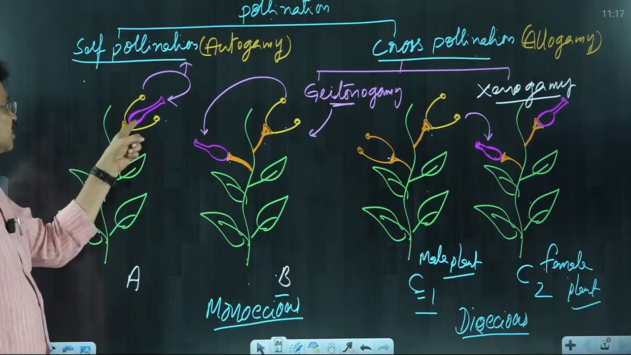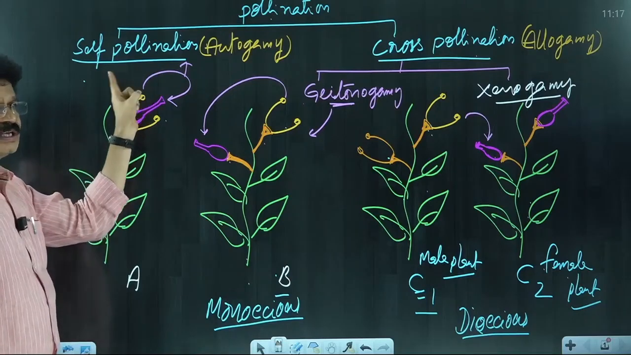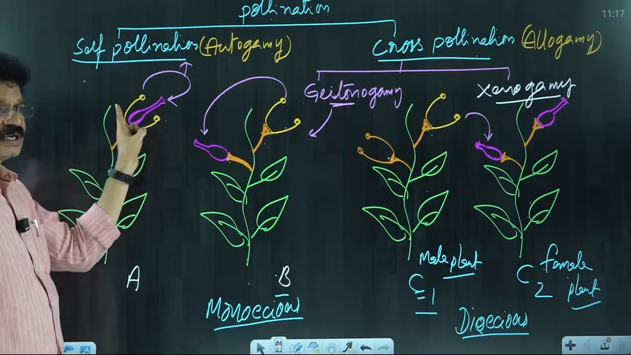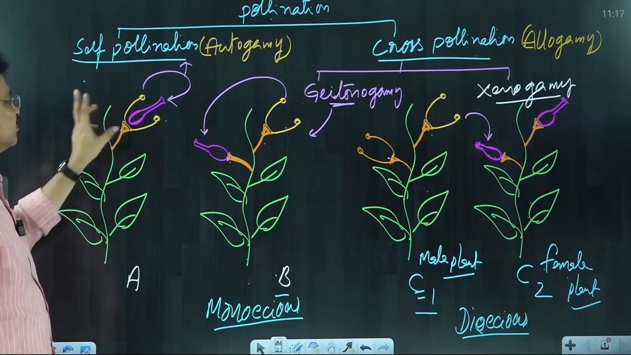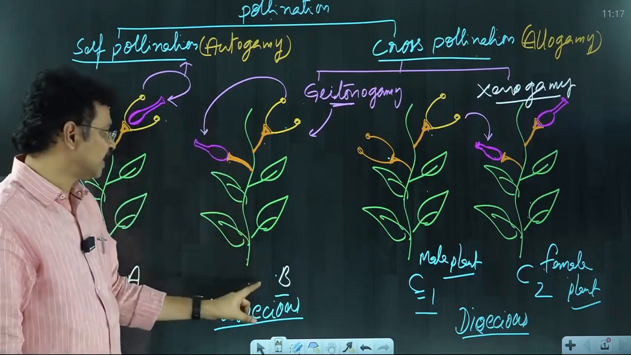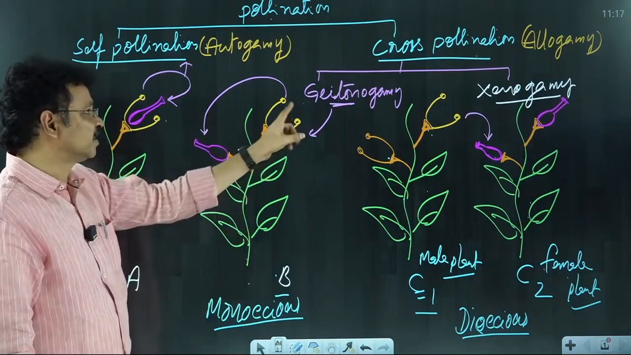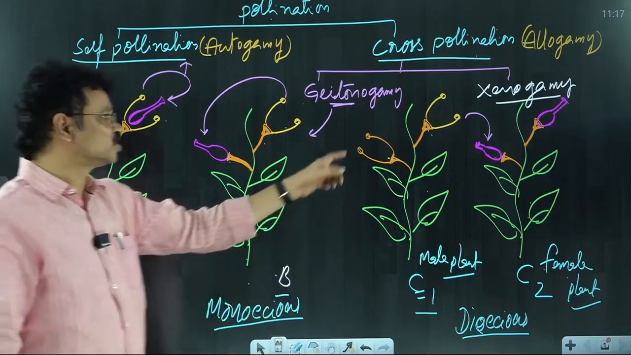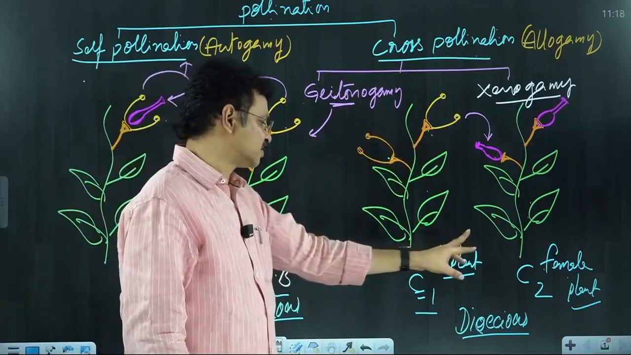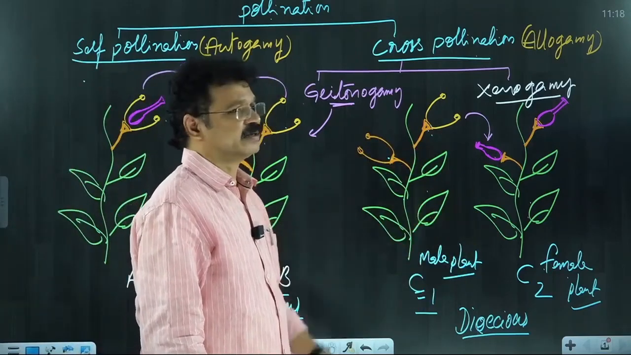There is no need for two flowers for autogamy. A single flower is sufficient for self-pollination. But a single plant with two different flowers is sufficient for geitonogamy. To make xenogamy possible, two plants, male and female plants, are required.